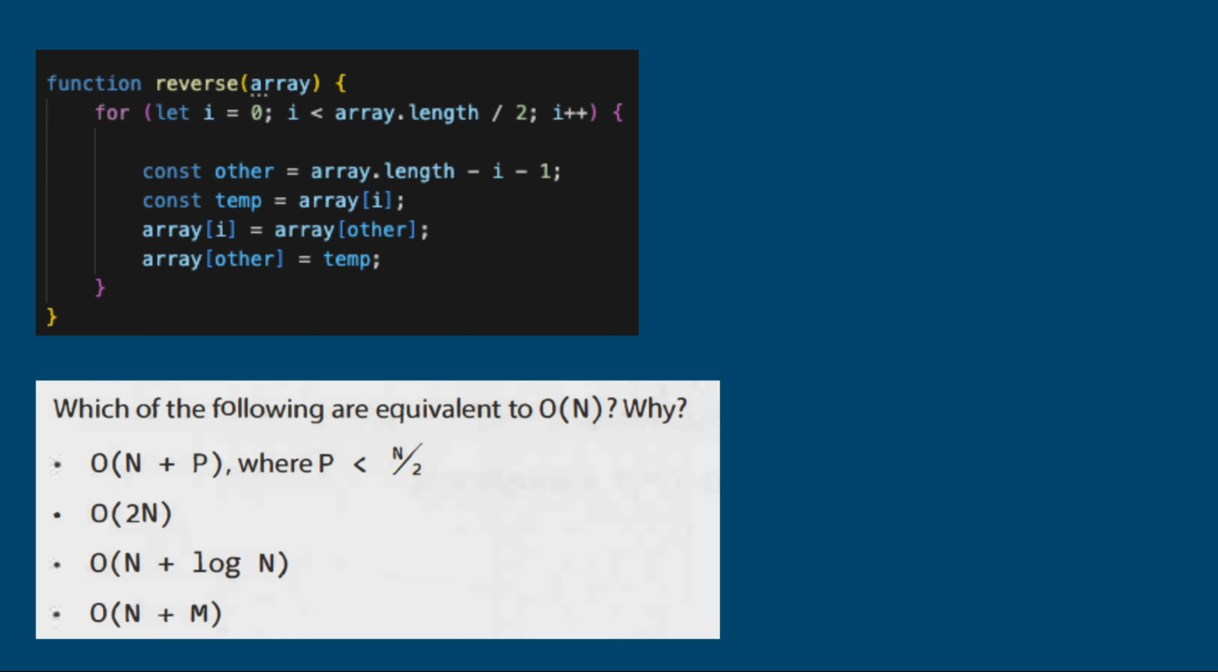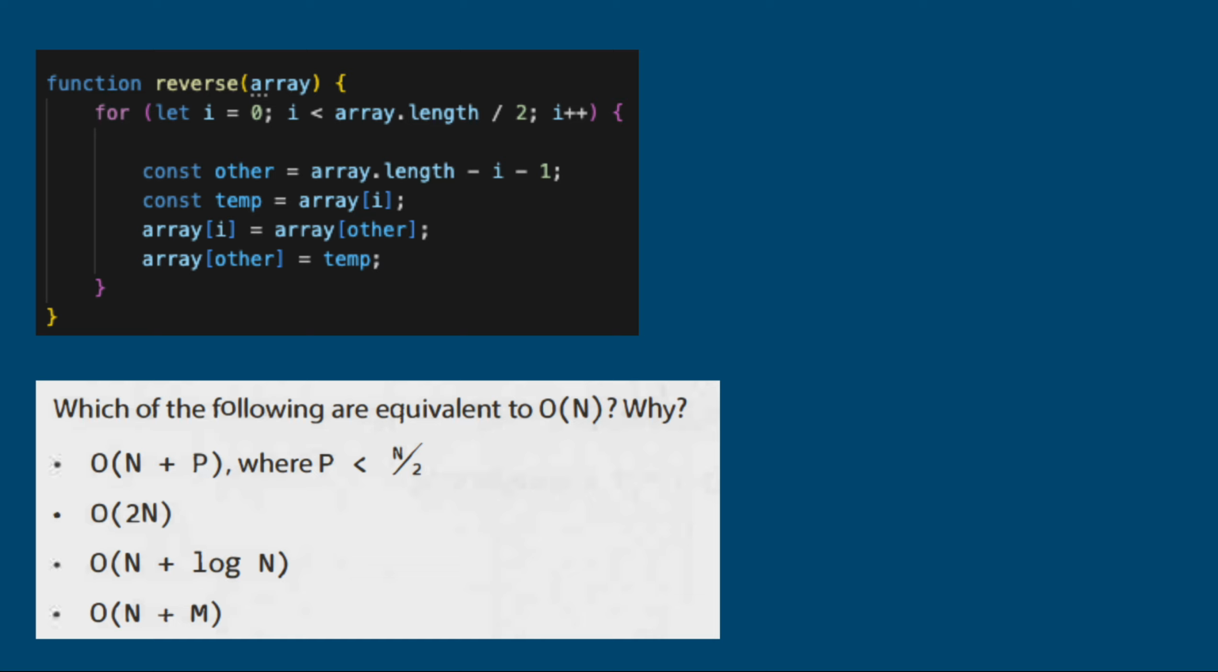Okay. So all of these are equivalent to O of n, except, well, this last one you could say either way. So let's start with the first 3 and explain why. In this one, O of n plus p, where p is less than n, right? So we're always taking the biggest. When we're doing big O, we just take the biggest number. So here, p is less than n, so we actually don't care about it.